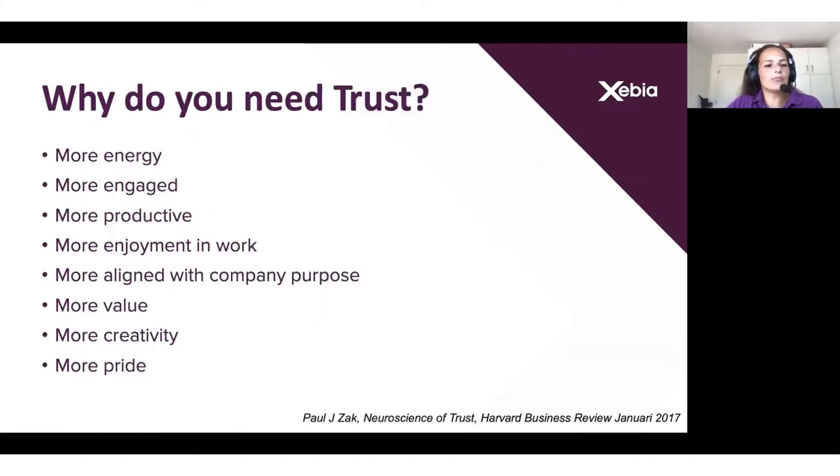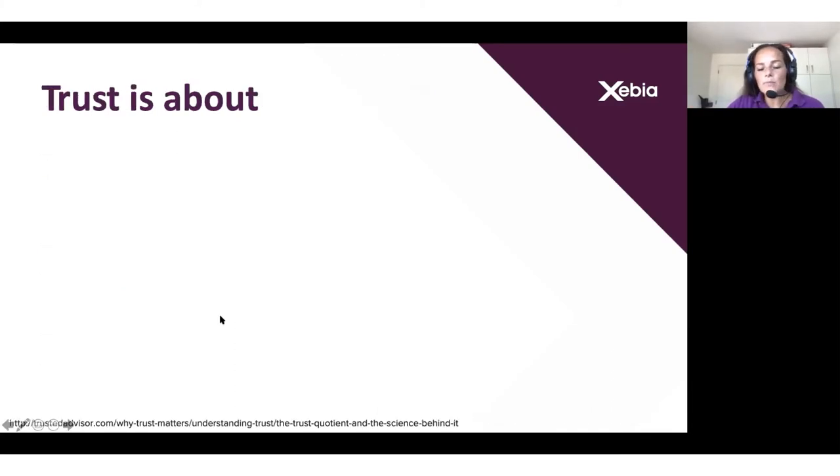But how to work on it? And why do you need trust in the first place? So there has been an article in the Harvard Business Review, and it was about big organizations that are working on trust, not issues, but working on trust. And they say, hey, if you have more trust in your teams or in your organizations, these are the benefits that you will experience: more productive people, more value created, more creativity, more pride in the things that you do. So these are all the advantages if you are working in a trustful organization or team.